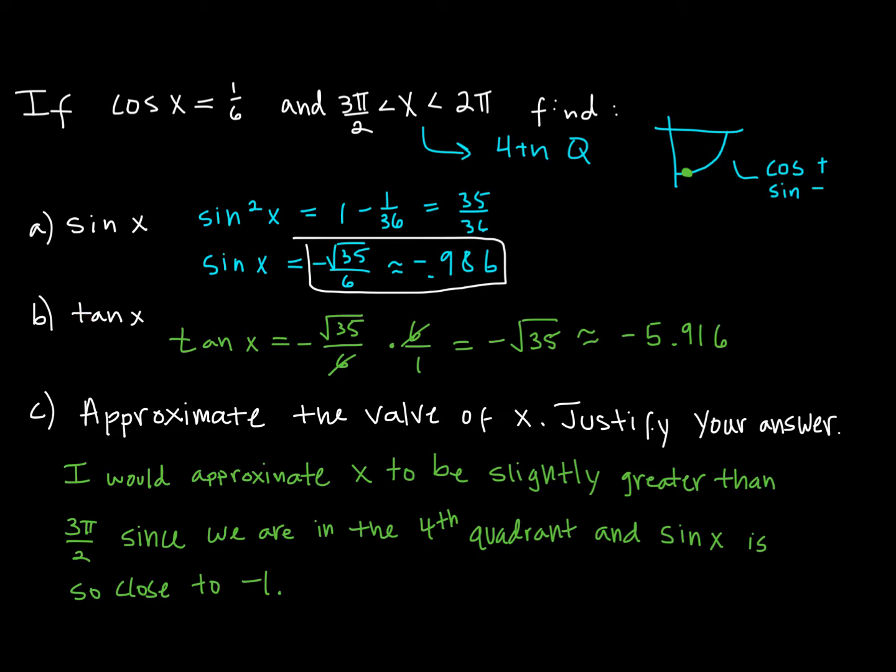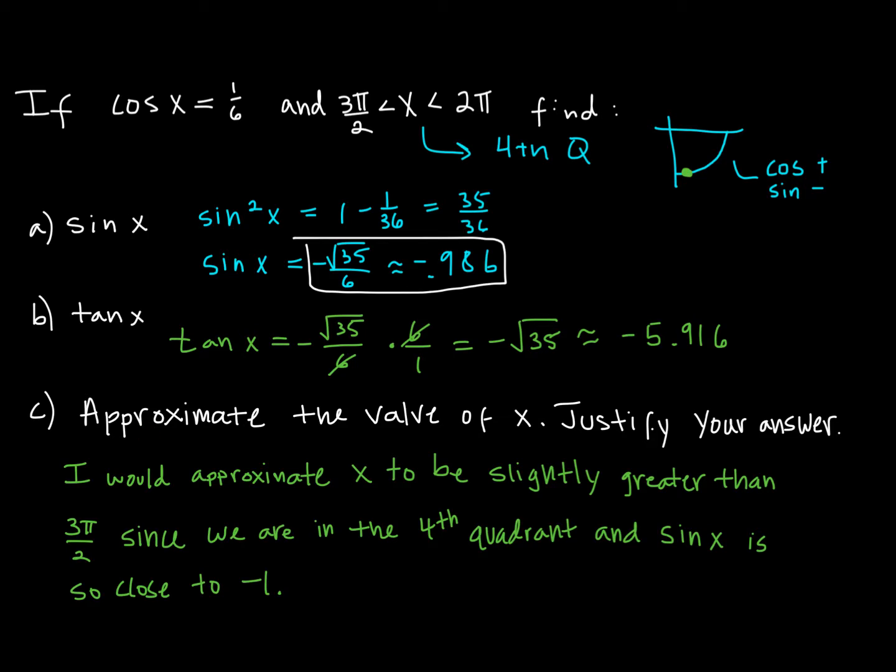Finding the tangent, I'm going to take the sine, divide by the cosine, which is multiplying by the reciprocal of cosine. And that works nicely. I can use the exact value here because 6 over 6 is 1. So I have negative square root of 35, which is negative 5.916. And that should make sense because if I think about it, since the sine is very close to negative 1 and the cosine is actually very small, this is going to be a very steep slope here. And so I expect a pretty steep negative slope.